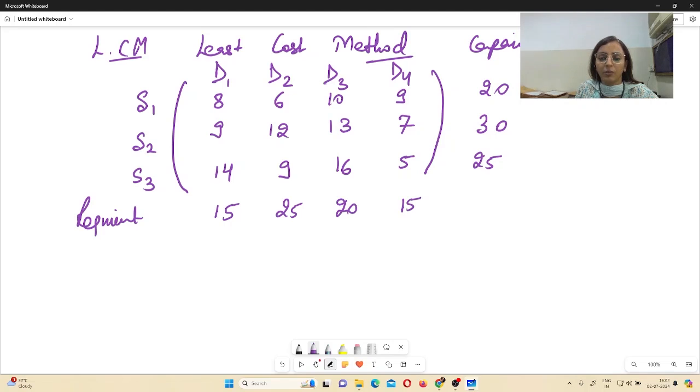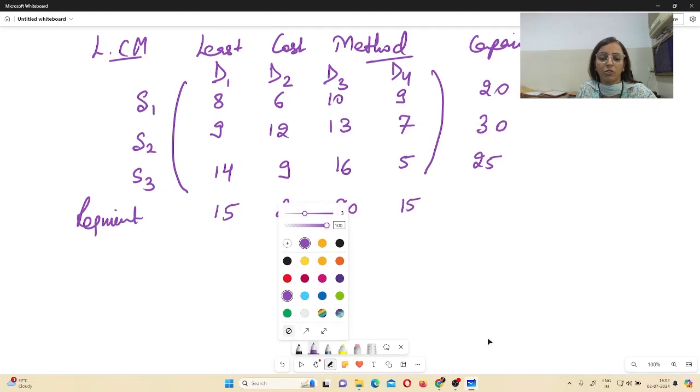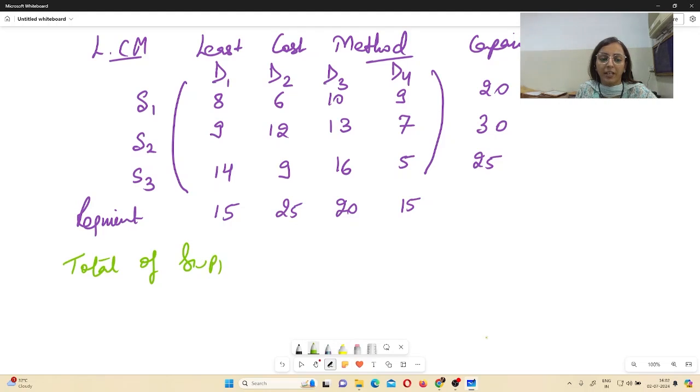So first we start the same way. First we find out whether the demand and supply are equal or not. If it is not equal, definitely we have to create a dummy row or column. So find out the total of supply units, how many units are supplied, and the total of demand.